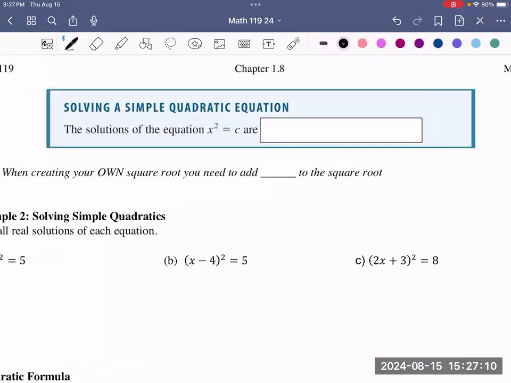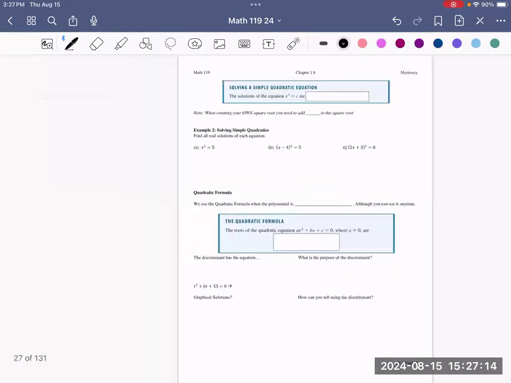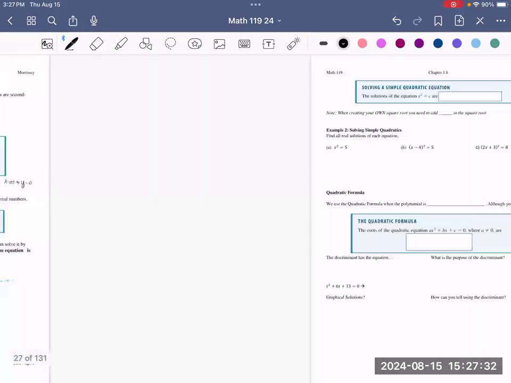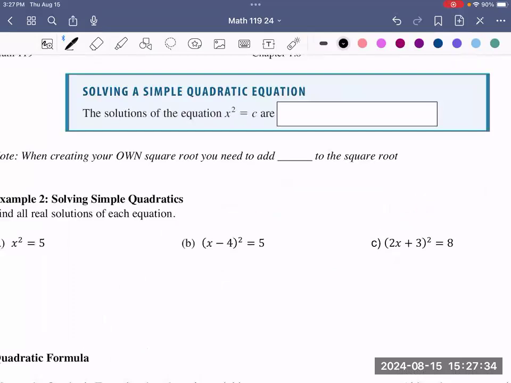Now on the next page, we're talking about solving simple quadratic equations. So the ones that we've been working with so far have had the form ax squared plus bx plus c is equal to 0. In other words, they've had three terms all in a row. So it's nice and fully expanded. So now, what if we don't have that structure? What if we have something that looks like x squared is equal to c?